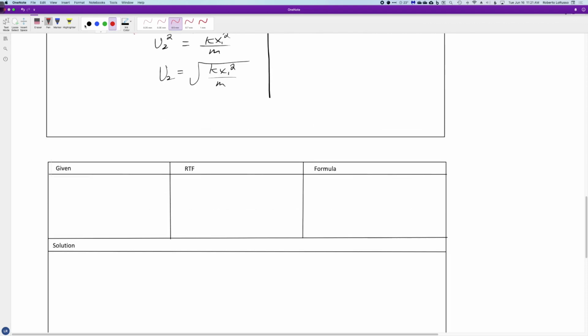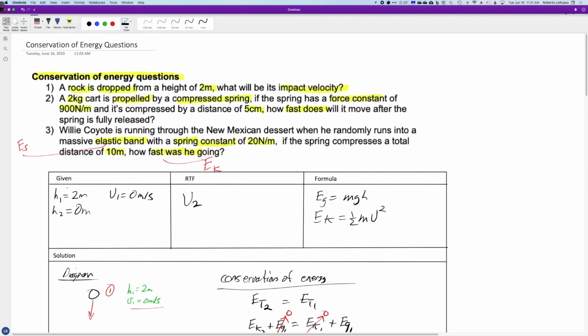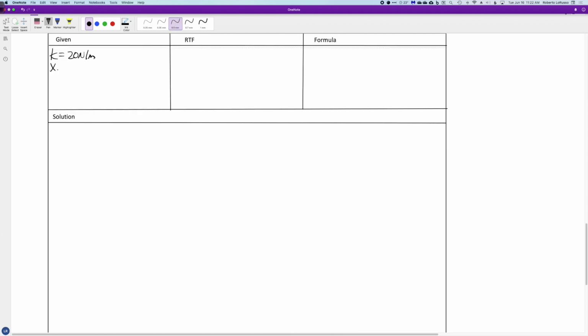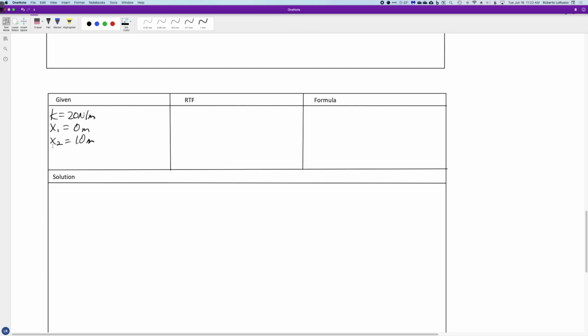All right, so now, what do we know? So first of all, we know the spring constant is 20 newtons per meter. Next, we know that the spring compresses a total of a distance of 10 meters. But that's after, which means that initially the spring wasn't compressed, or the elastic, I should say, wasn't stretched. So we have to state it as x1 is equal to 0, otherwise we won't have that information. And our x2, 10 meters. And finally, we know that the final speed has to be 0 meters per second. So what we're looking for is the initial speed.